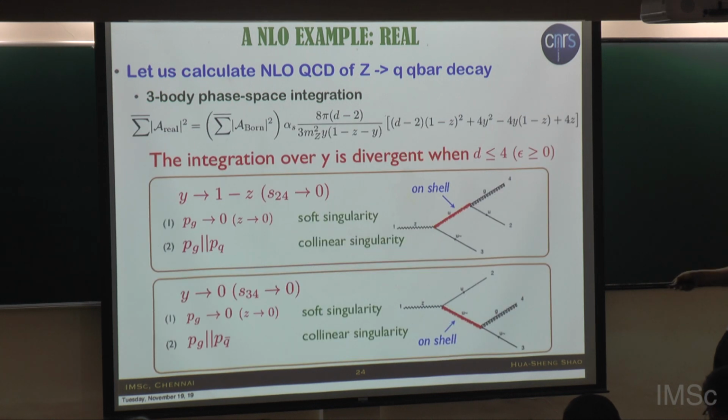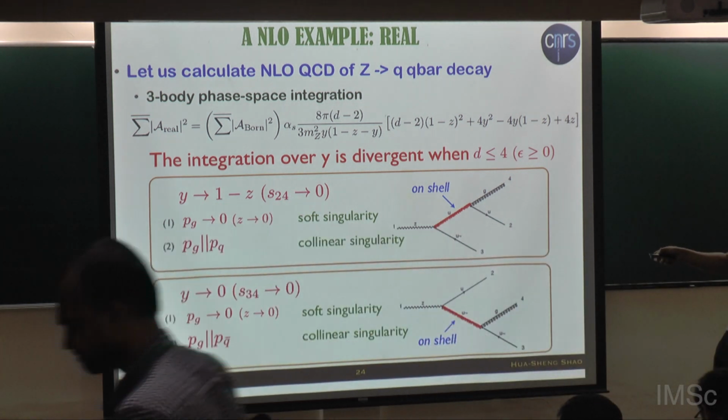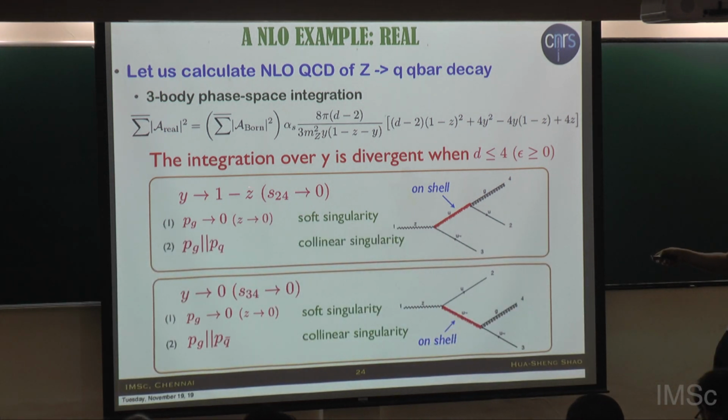Similarly, if y goes to 0, that means S34 is 0. It's unshared, okay? And how can we achieve this? On both sides, right? If your gluon momentum is much, much smaller, goes to 0, that means z goes to 0, this will make S24 equal to 0. So that means y goes to 1 minus z. And this is if the gluon is soft enough, that means the momentum is small compared to the others. So it's a soft singularity. This is my soft singularity.